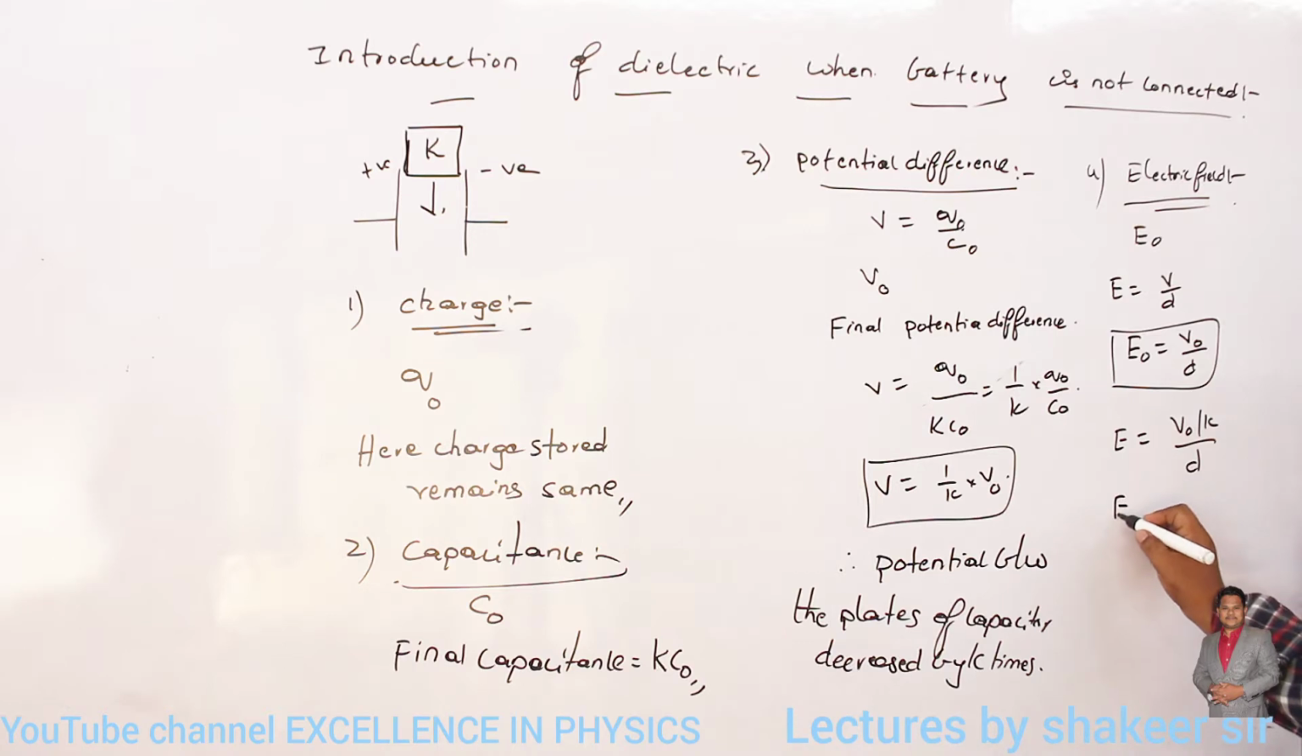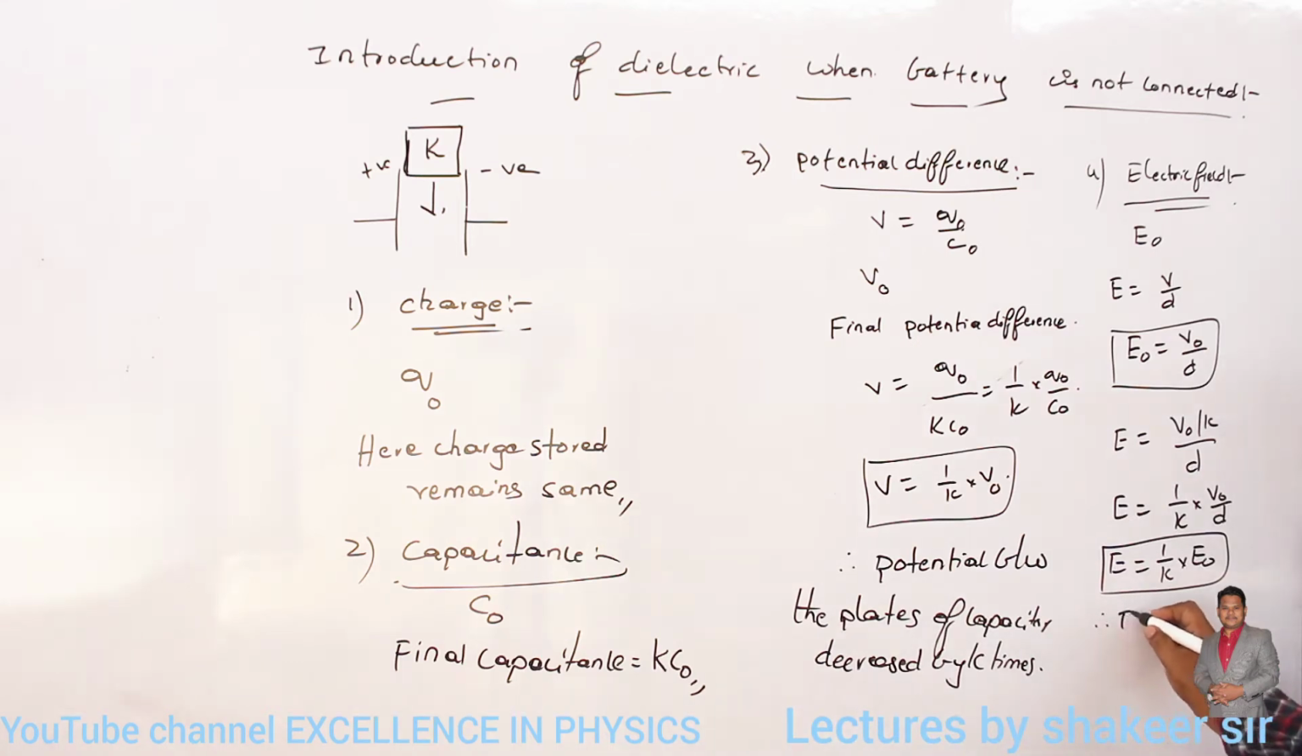So therefore, how can I write the electric field? I can write it as 1 by K times V naught divided by d. So the electric field is equal to 1 by K times E naught. That's all. So the electric field between the plates of the capacitor has also decreased by K times. That is the meaning of this. So the electric field also decreases by K times.